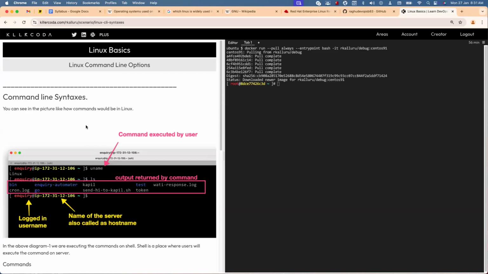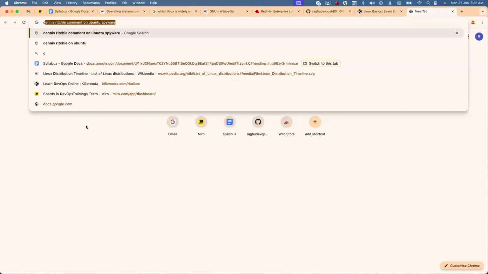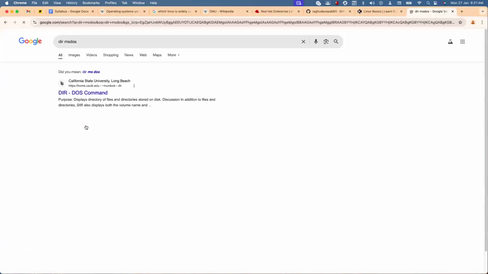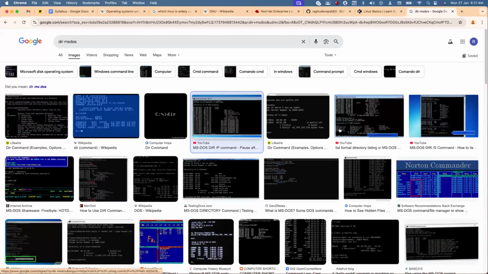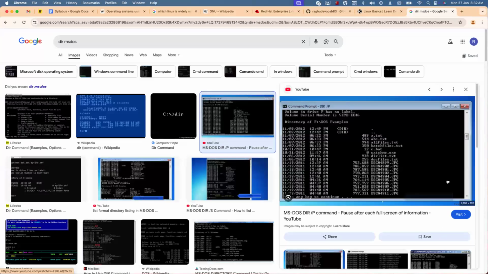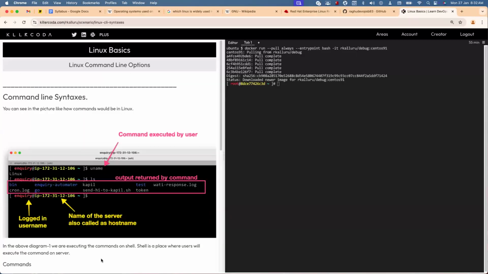Windows also lets you use commands. If you want to see the files, you open the MS-DOS command prompt and type the dir command, and you will see the list of files. You don't necessarily need to use the UI. But Linux is all about the command line.